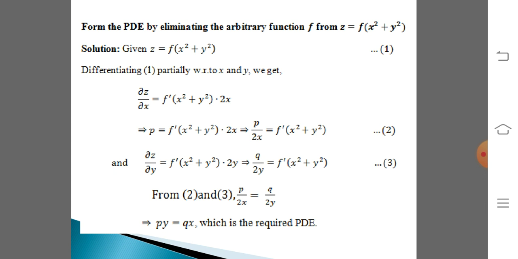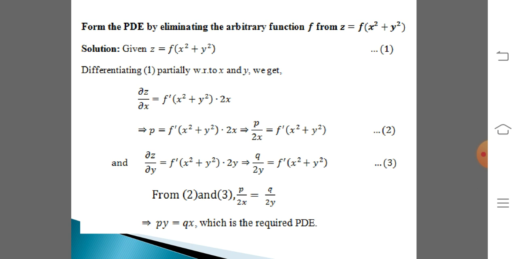So ∂z/∂x equal to f dash of (x² + y²) into 2x, but ∂z/∂x is p, so we have p equal to f dash of (x² + y²) into 2x. This implies p by 2x equal to f dash of (x² + y²). Take it as equation number 2.